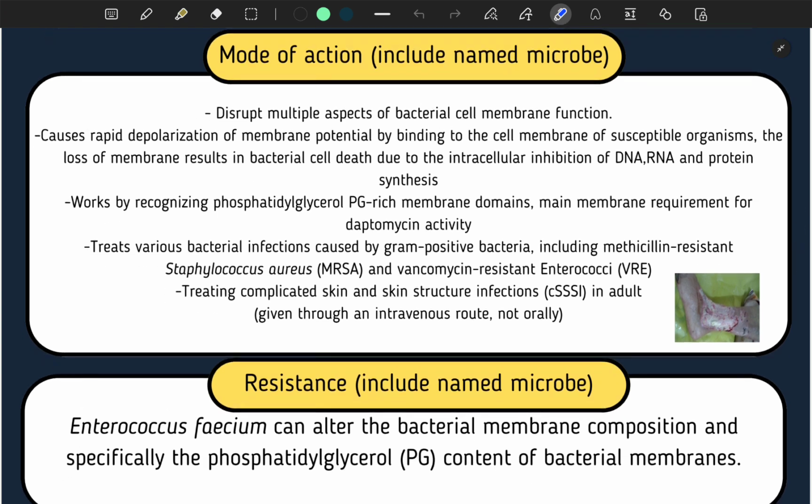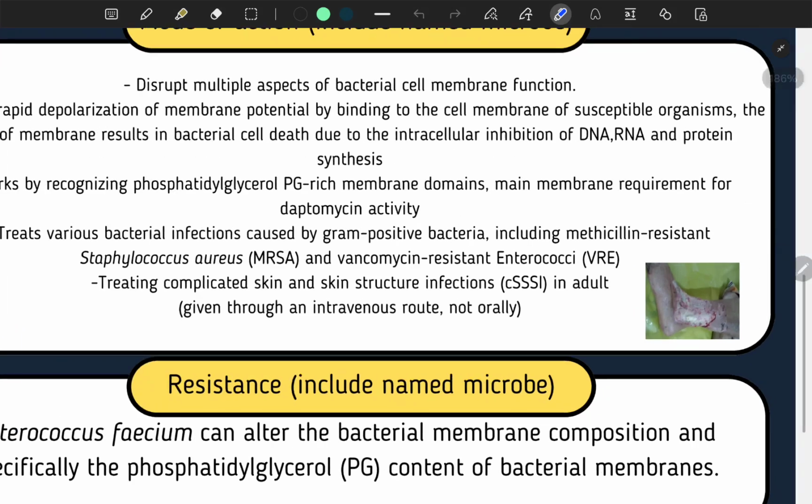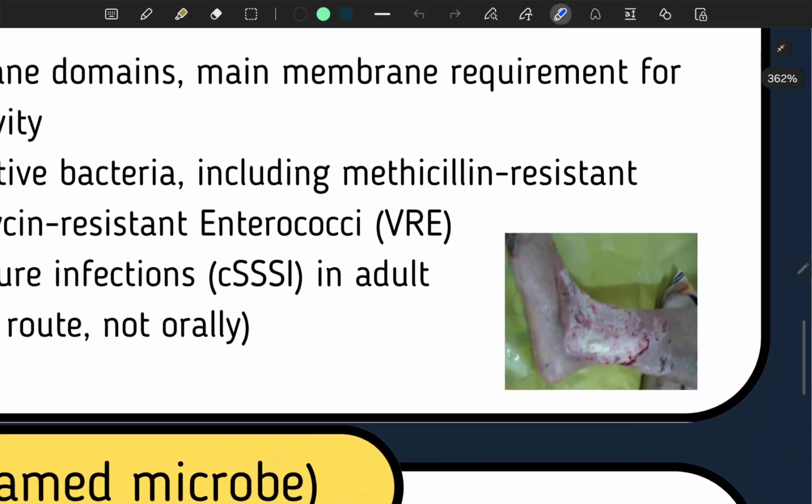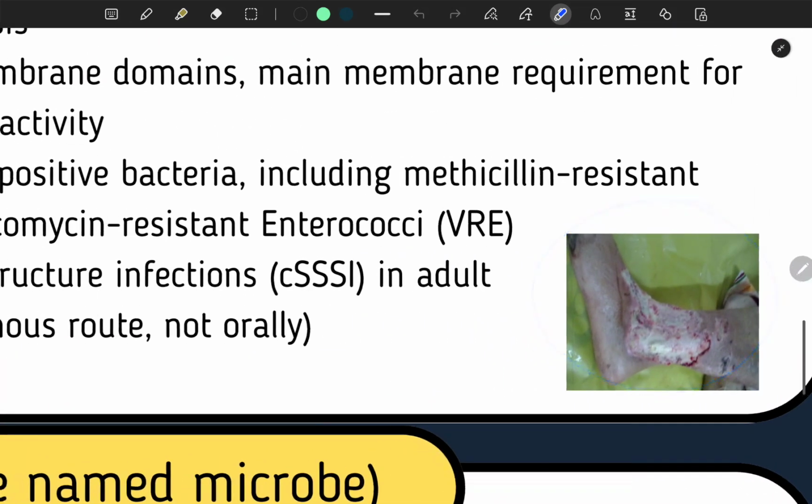to treat various bacterial infections caused by gram-positive bacteria, which include MRSA, which is methicillin resistant Staphylococcus aureus, and VRE, which is vancomycin resistant enterococci. And it is most commonly used to treat CSSI, which is known as complicated skin and skin structure infections in adults. And this is an example of the picture of CSSI.